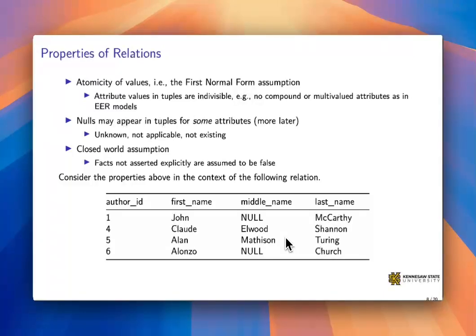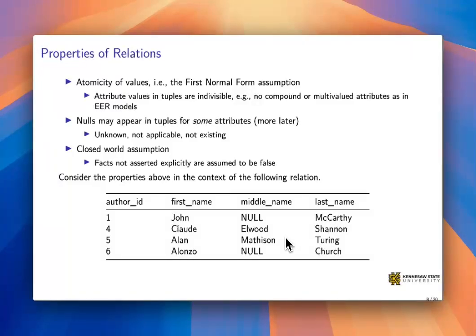Relations, the values in relations must be atomic. This is sometimes called the first normal form assumption. We'll learn about normal forms quite a bit later. Attribute values in tuples have to be indivisible, so you can't have any compound or multi-valued attributes like you do in entity relationship models. You have to break those up and represent them differently in a relational database management system.